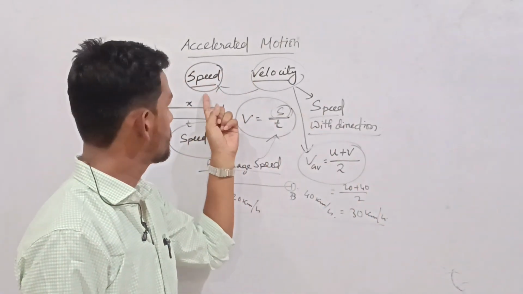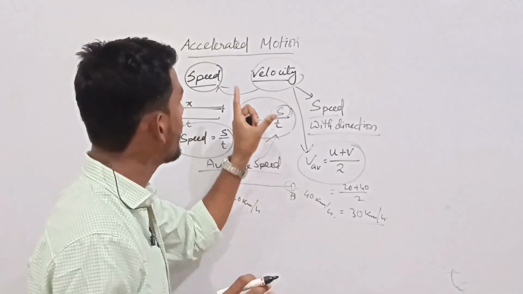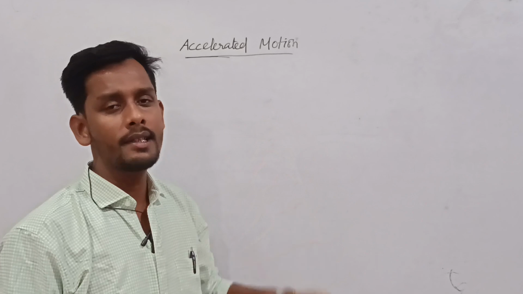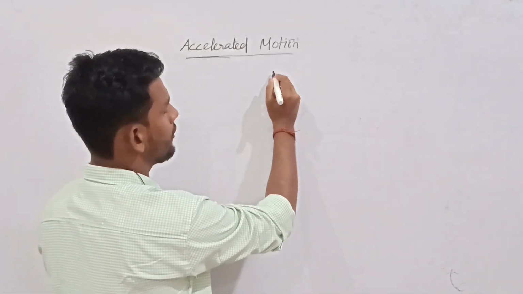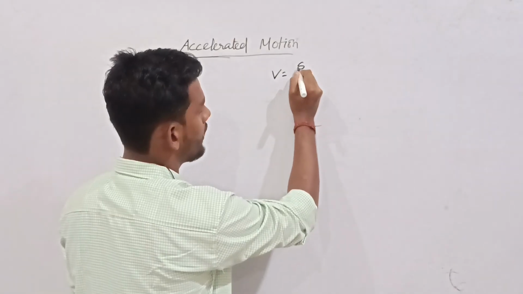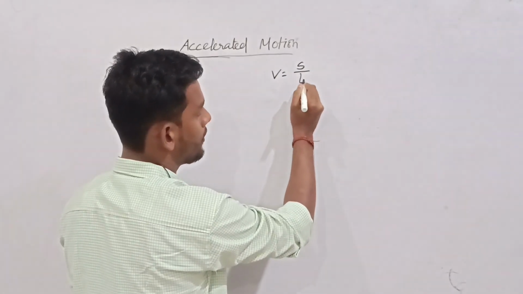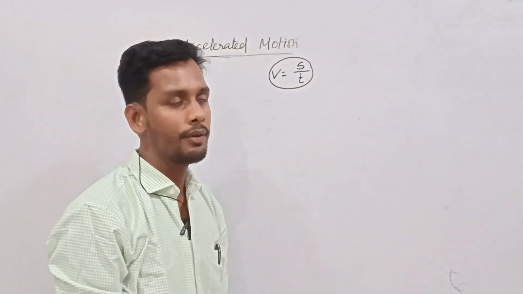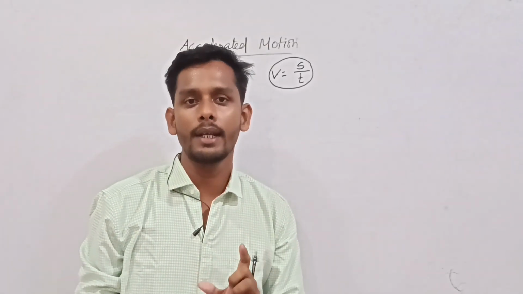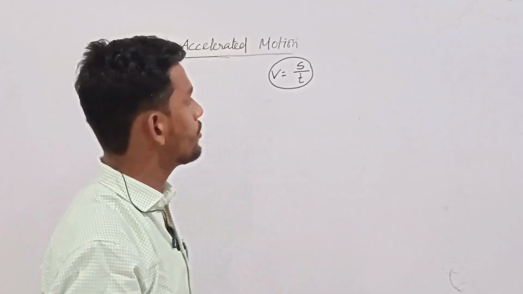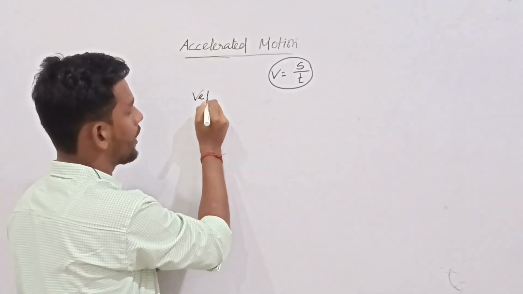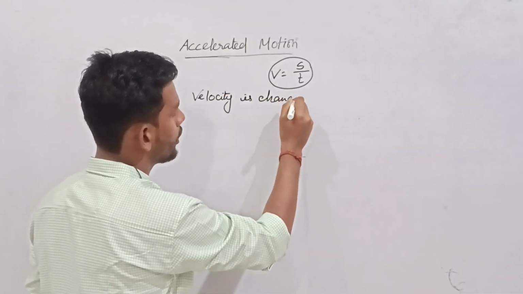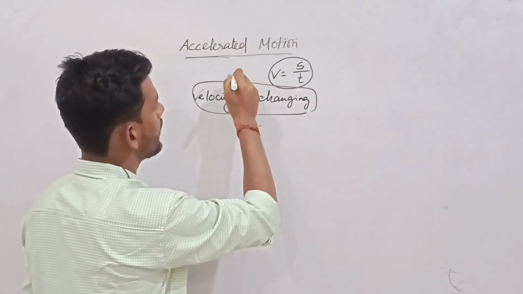So this is the topic of speed and velocity. By using this topic we can learn about accelerated motion. So what is accelerated motion? You already learned what velocity is. Velocity is basically the displacement traveled divided by time taken. When you say that a body is in accelerated motion, it means the velocity is changing. When velocity is changing, then the motion of the body is called accelerated motion.